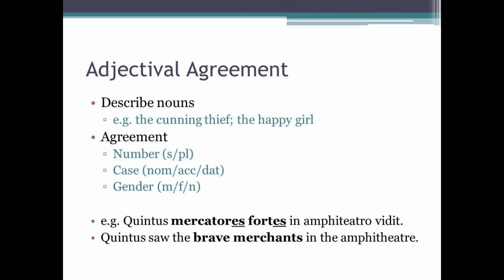So in this example, Quintus mercatores fortes in amphitheatro vidit. This means Quintus saw the brave merchants in the amphitheatre. Notice how the endings of mercatores and fortes are the same, thus showing that this is a noun and adjective pair, and so the adjective fortes describes the mercatores, meaning the brave merchants.